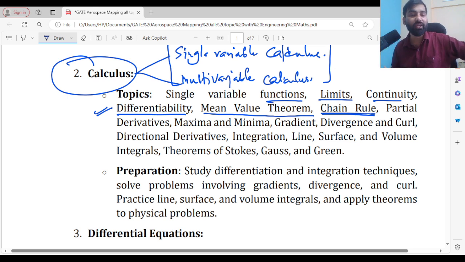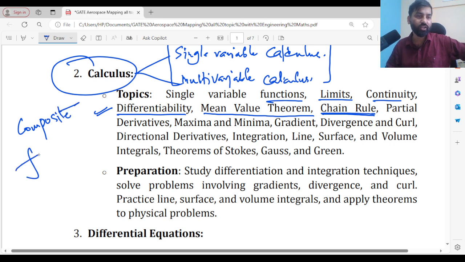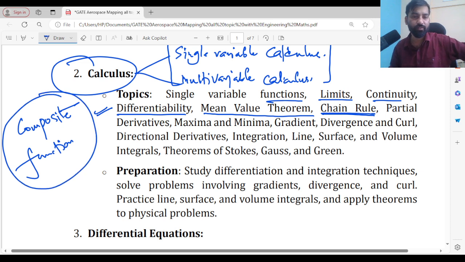So where do we apply chain rule? Whenever there is a composite function, guys, right? Nobody knows this. If you have got a composite function and you want to differentiate it, you are going to use chain rule. Many students do not know, they just mug up. Partial derivatives, maxima, minima, gradient. What is the importance of gradient? What is the physical significance of gradient?